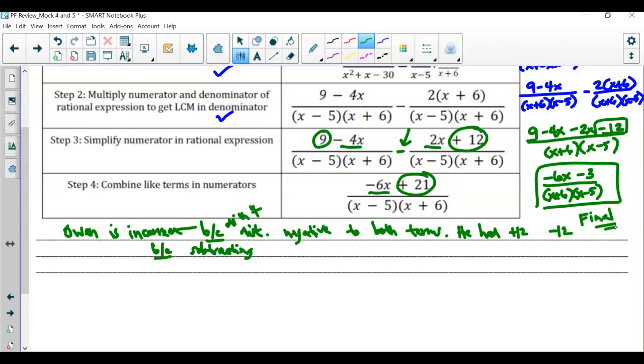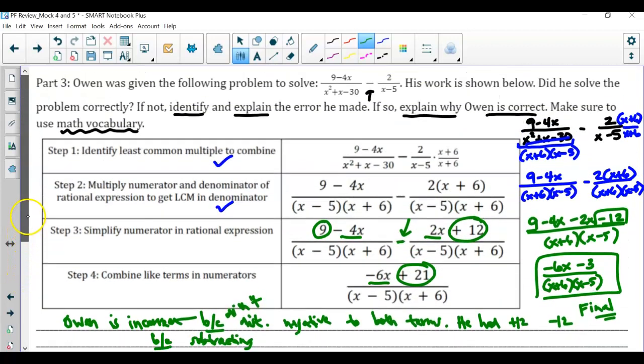So again, just make sure that you're identifying but also explaining. He's incorrect. Why? Why was he supposed to distribute the negative? What was he supposed to distribute the negative to, and end up getting? So make sure you always have those explanations.